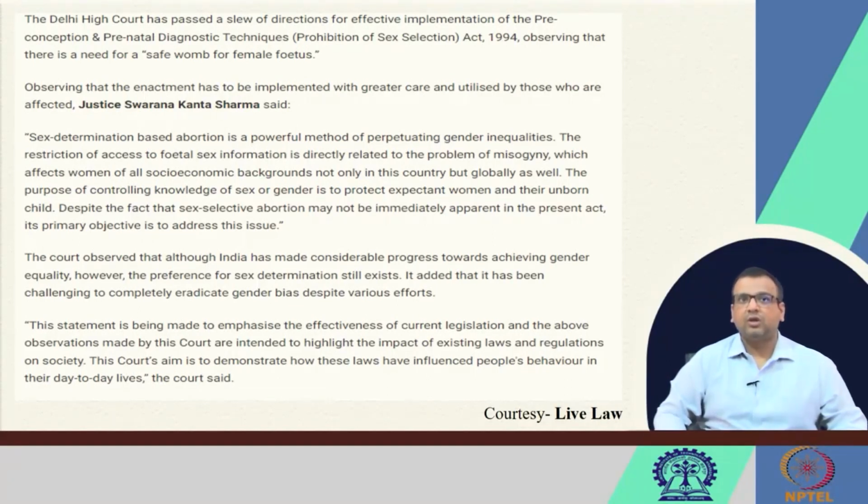The court observed that although India has made considerable progress towards achieving gender equality, the preference for sex determination still exists. It added that it has been challenging to completely eradicate gender bias despite various efforts. This statement is made to emphasize the effectiveness of current legislation, and the observations made by this court are intended to highlight the impact of existing laws and regulation on society. The court's aim is to demonstrate how these laws have influenced people's behavior in their day-to-day lives. The court said so in Live Law.